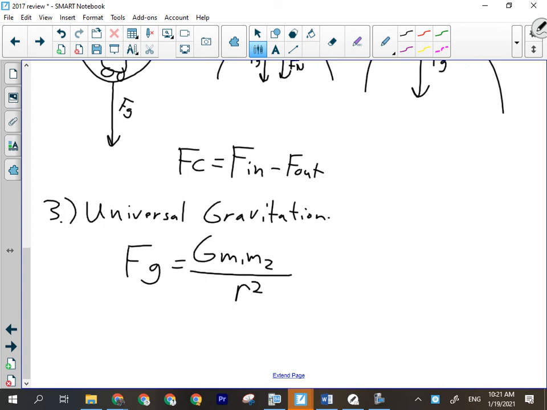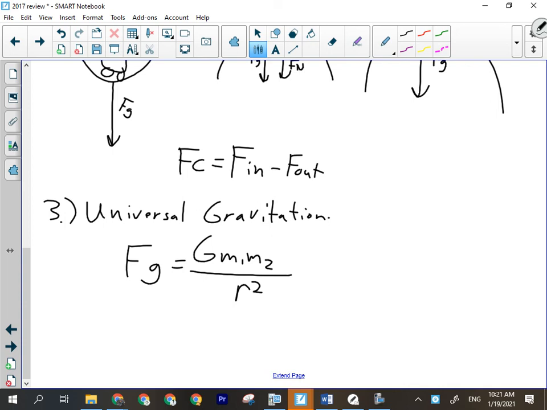So if I double the distance, it's actually dividing by 4 times as large of a number, because it's an exponential relationship. R is squared. Okay, so the further apart things get, they are exponentially less attracted to each other gravitationally.